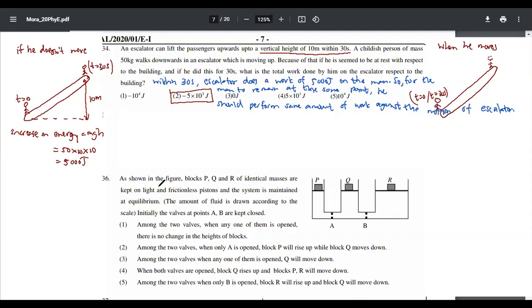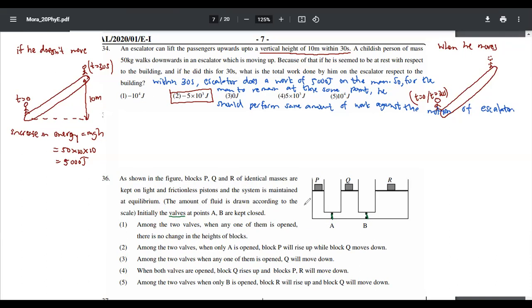Right. Question number 36. As shown in the figure, blocks P, Q, R of identical masses are kept on the light and frictionless pistons, and the system is maintained at equilibrium. The amount of fluid is drawn according to the scale. Initially, the valves at points A and B are kept closed. So initially they are closed. Now, they are asking what's going to happen when you open the valve.